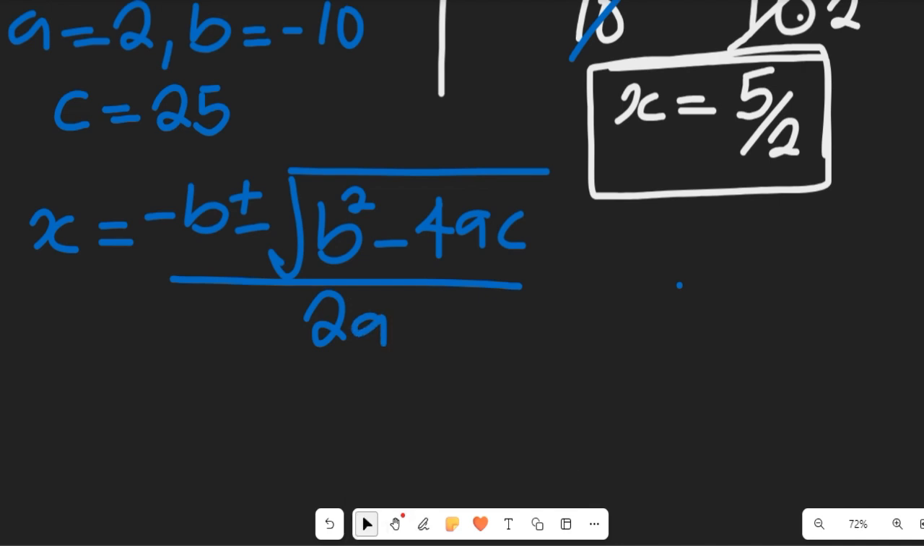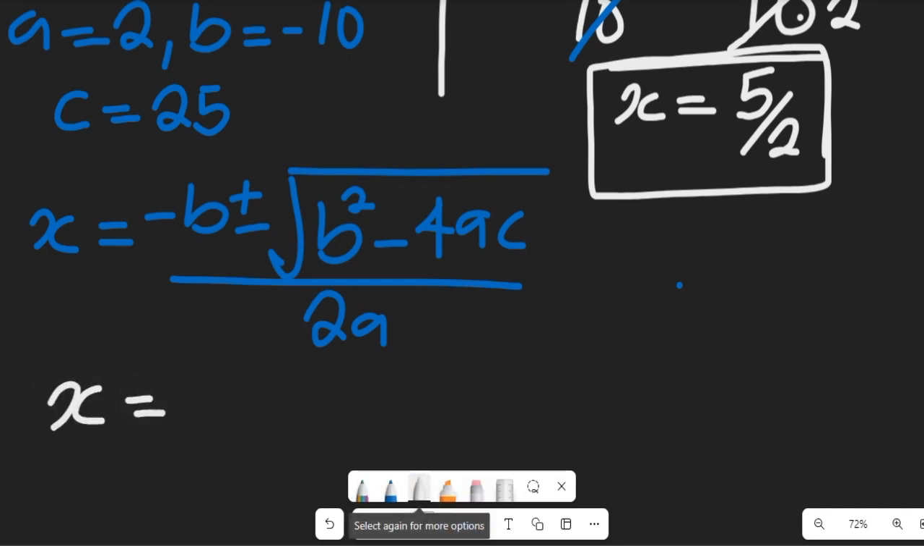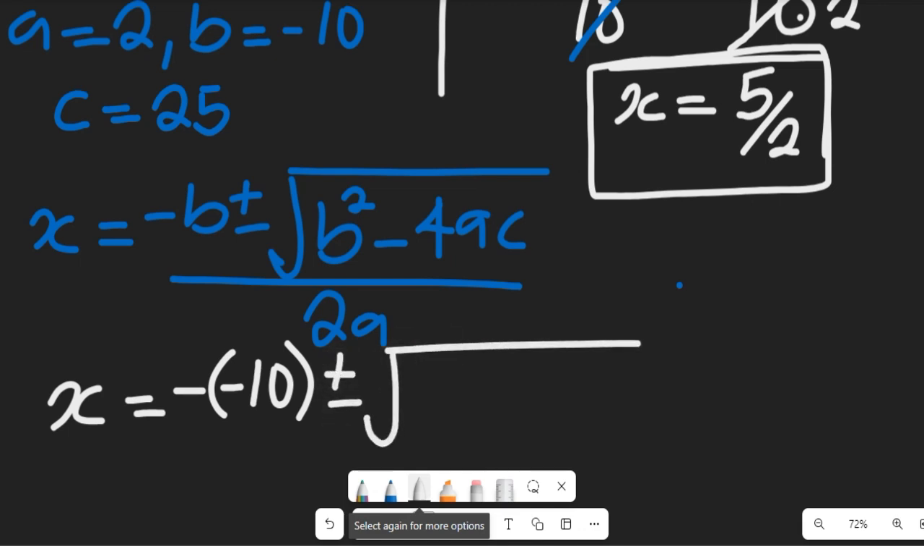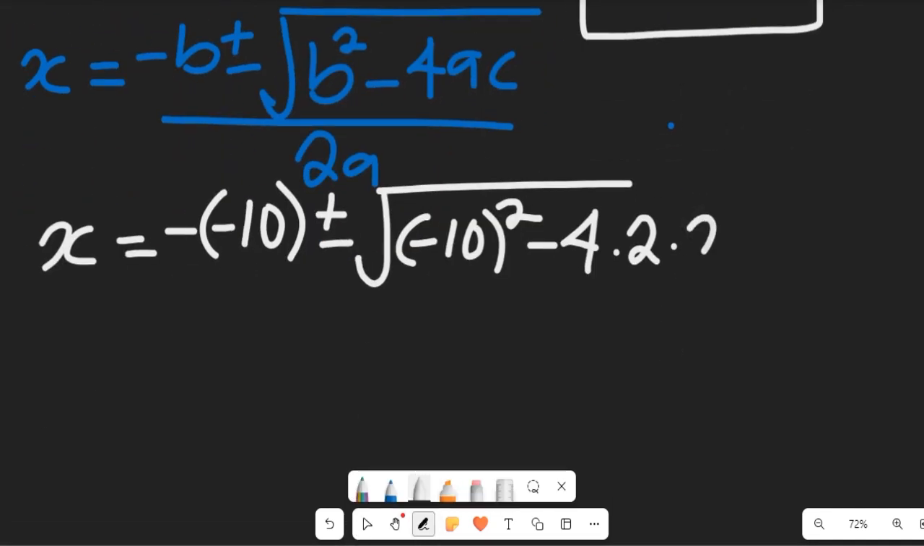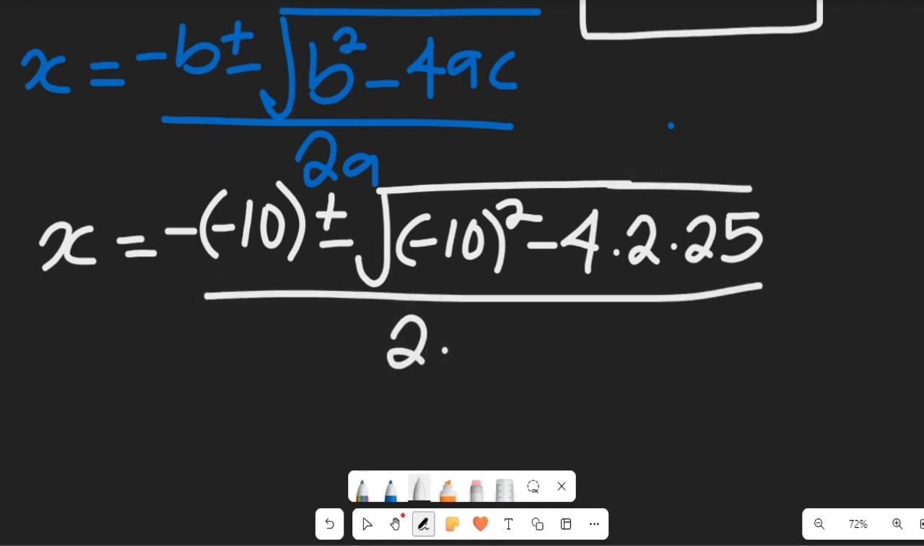Now, substituting the values of a, b, and c into that expression, we have x equal to negative of negative 10, plus or minus the square root of negative 10 squared, minus 4 multiplied by a, which is 2, multiplied by c, which is 25, all divided by 2 multiplied by a, which is 2. So let's simplify this further.